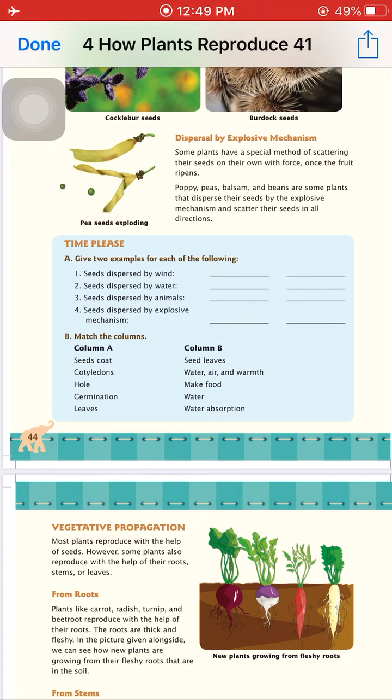Cotyledons are the seed leaves. Holes help with water absorption. Germination takes place when seeds get a proper amount of water, air and warmth, and leaves help make food for the plant.